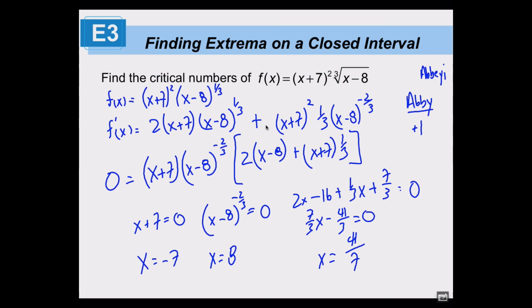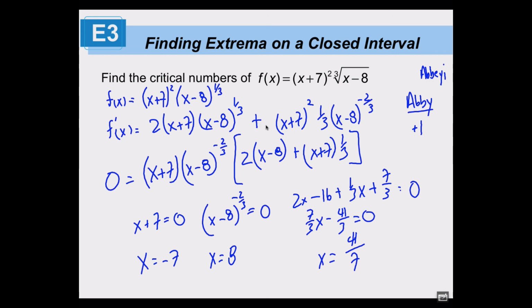3 critical numbers. We have, at this point, we don't care if those are maxima or minima. We'll do that later. We just want to be able to find the critical numbers. So I've got 3 critical numbers. Tomorrow we'll learn what we're going to do with those, now that we found them. Okay? Any problems? That's about as bad as it gets.